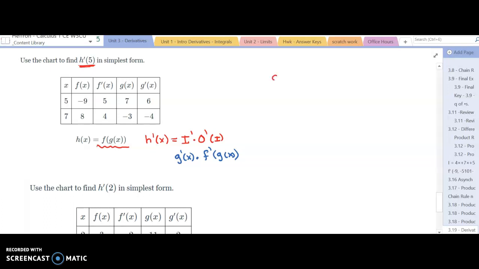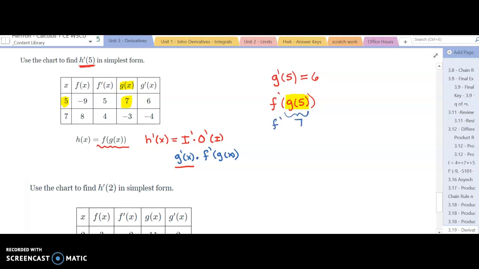We need g prime of 5 because that's what our rule calls for. So here's g prime and here's 5. So that's a 6. The next thing we need is f prime of g of 5. So first, we need to figure out what g of 5 is. So we look back through our table. Here's 5. Here's g of x. g of 5 is going to be 7.